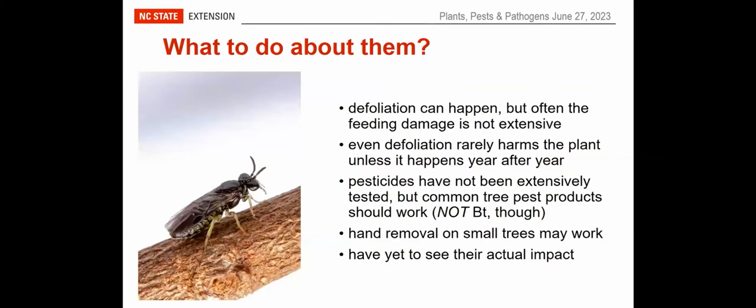Now, what to do about these? So defoliation can happen, but often the feeding damage is not extensive. We saw some defoliation in North Carolina, but in other states it hasn't been as severe. But even defoliation rarely harms the plant unless it happens year after year. So that's something to take into consideration.